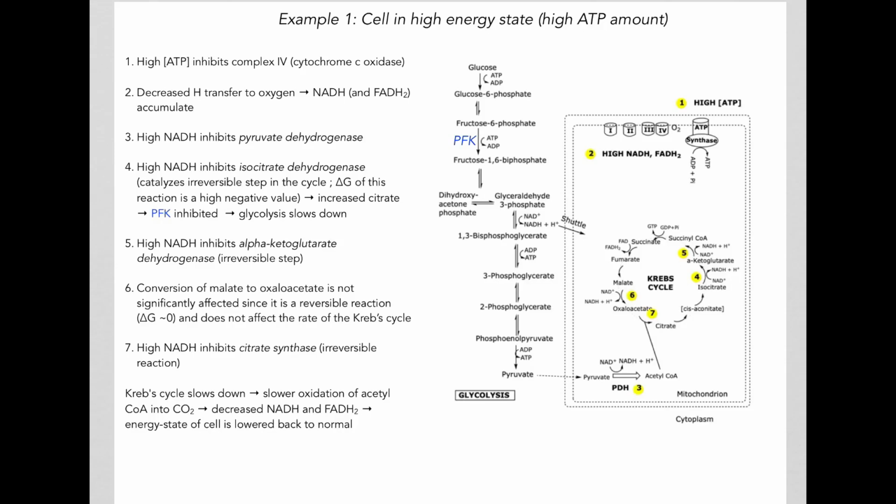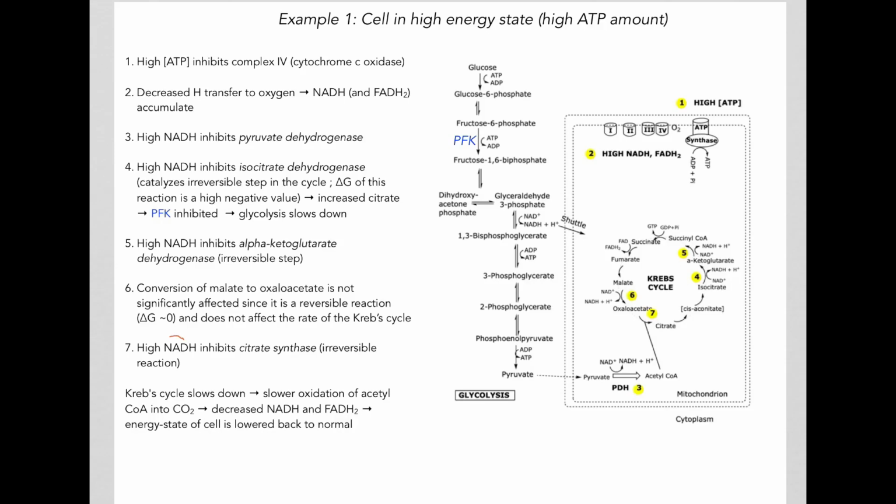Note that this enzyme here, malate dehydrogenase, is not inhibited. So the conversion of malate to oxaloacetate is not inhibited because this is a reversible reaction. The delta G is close to 0, and therefore this will not affect the rate of the Krebs cycle.